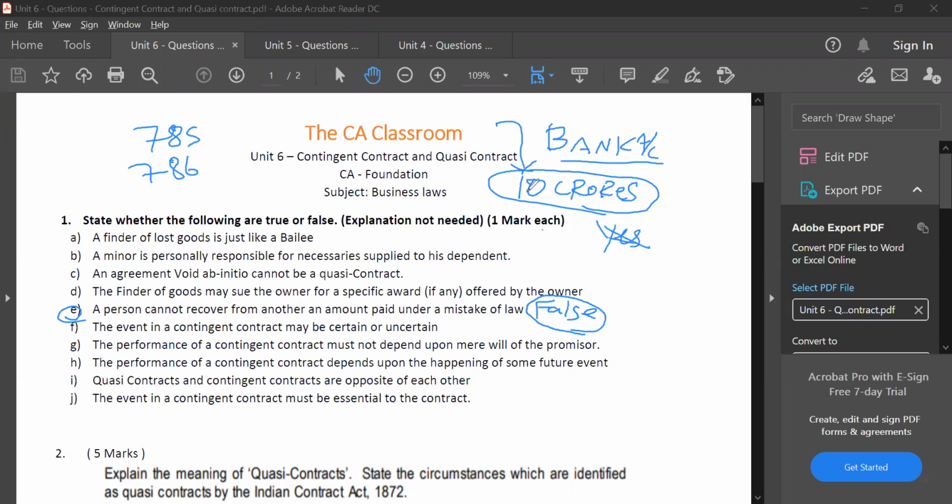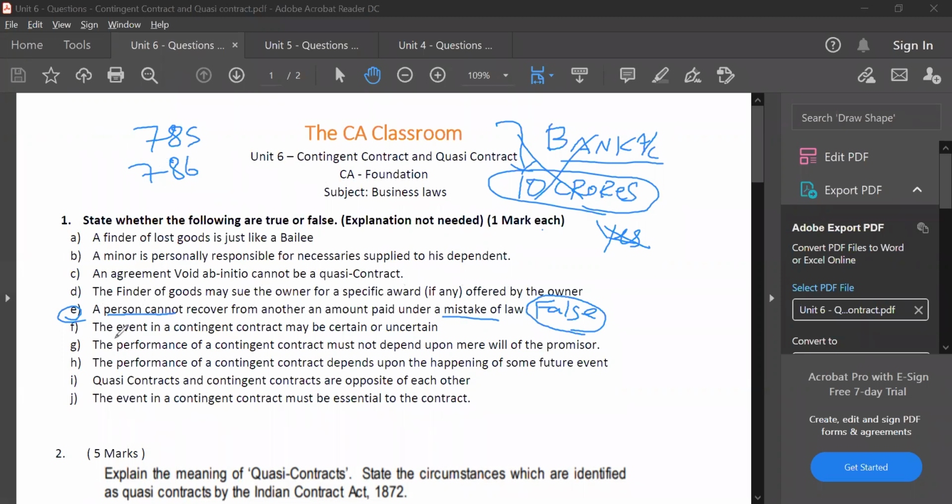Can you say, no, no, no, money came to my account, it belongs to me, now I will not give it back? Obviously not, right? Logically, you will give the money back. So that is the concept here: a person can recover from another an amount paid under a mistake of law. Mistake of law or mistake of fact, any mistake, if you're paying, then you have to pay the money back. Understood, guys? Question number 5 is false.